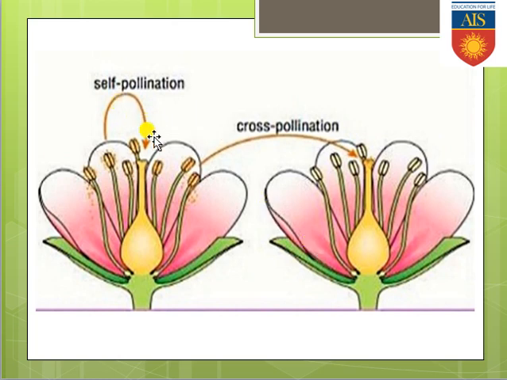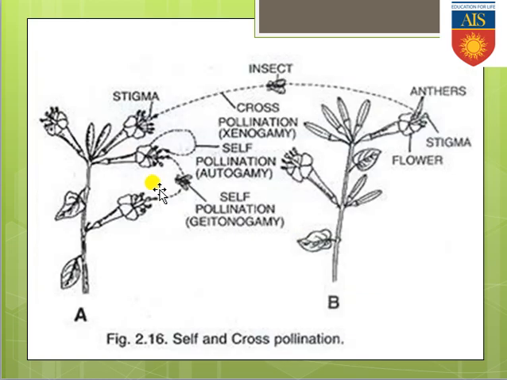Here you can see properly what is self-pollination. Within the same flower, the pollen is getting transferred from the anther to the stigma, and in case of cross-pollination, you can also see that from the anther of one flower the pollen grain is getting transferred to the stigma of another flower, but in a different plant, not in the same plant. Next we can see the self and cross pollination types.